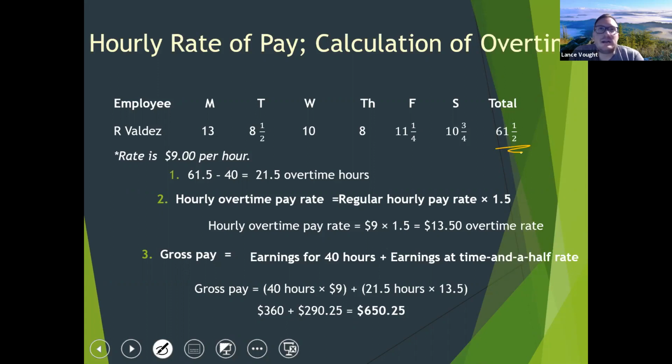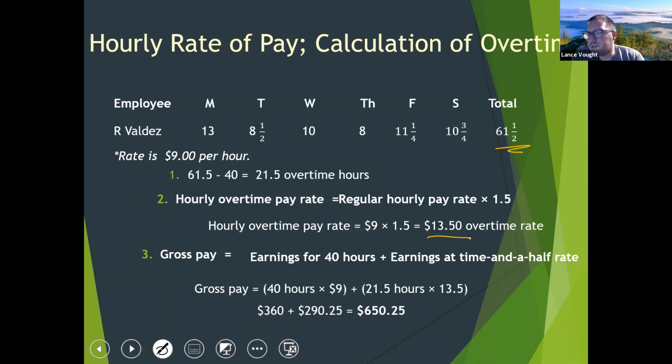So this person's making $9 an hour, which, no wonder they're not making that much money, because they're only making $9 an hour and they're working 61 hours a week. That's a lot of work. But if we know that they're working 61.5 hours, we know that 21.5 of those hours are going to get paid at time and a half versus just regular time. So the amount that they're going to get paid for those overtime hours is $13.50, because 9 times 1.5 is $13.50.